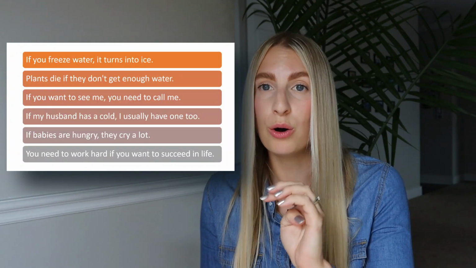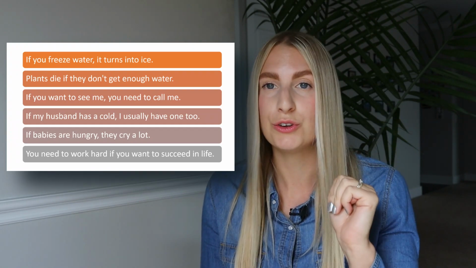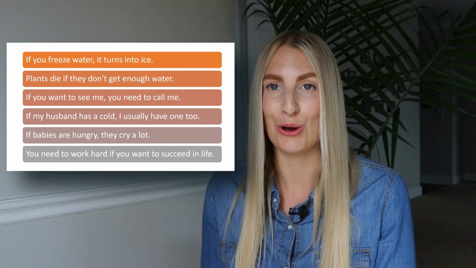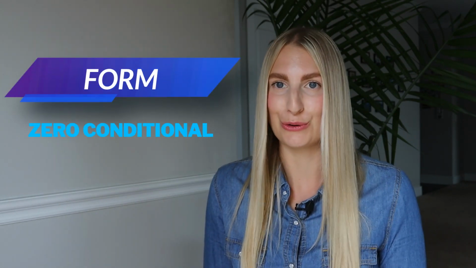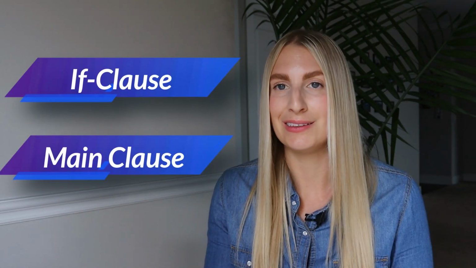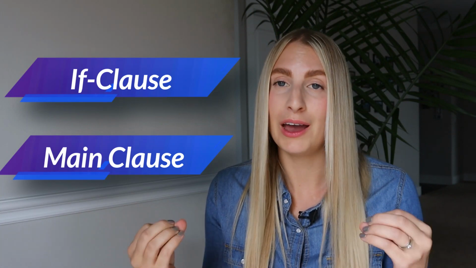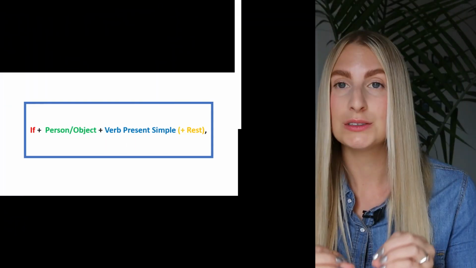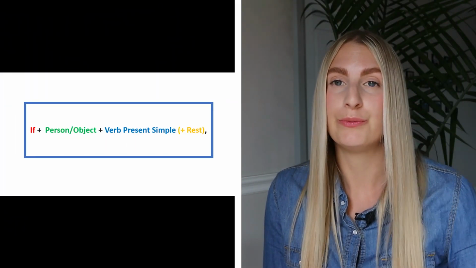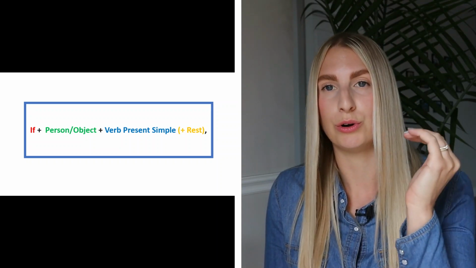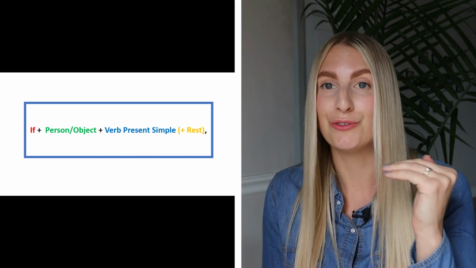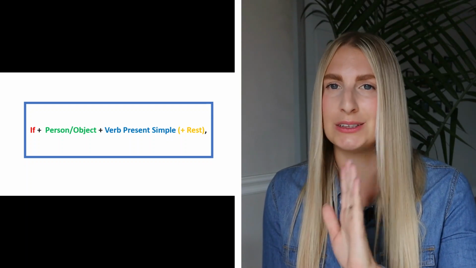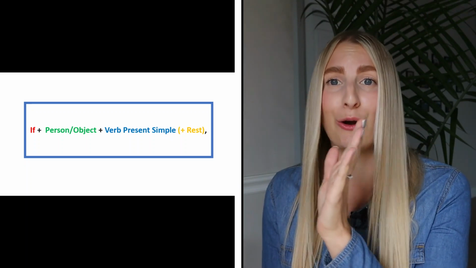Also, you can see that you always have an if clause or conditional clause and a main clause, and they're interchangeable. Now, let's look at the form of the zero conditional. As mentioned before, there is always an if clause and a main clause. Both have a different structure. So let's look at the if clause first. The if clause always starts with the if, then there's the person or the object, and then you have the verb in the present simple, and sometimes there's something, as I call it, the rest.